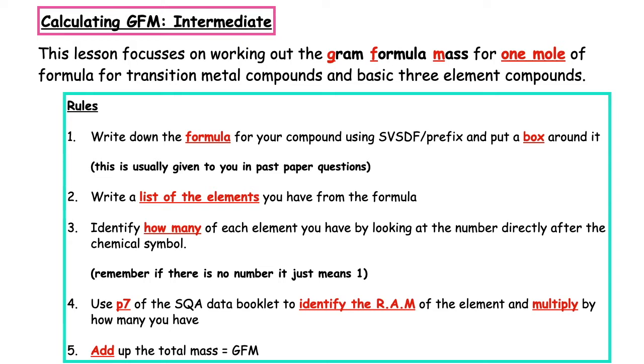Step number 2, we have to write a list of all of the elements that you have in the formula. 3, identify how many of each element you have by looking at the number directly after the chemical symbol. Remember, if there's no number, that just means that you only have one of that particular element. We then have to use page 7 of the SQA data booklet to identify the relative atomic mass of the element and multiply it by how many you have. And the last step is to add up the total mass, which will equal the GFM, or the gram formula mass.